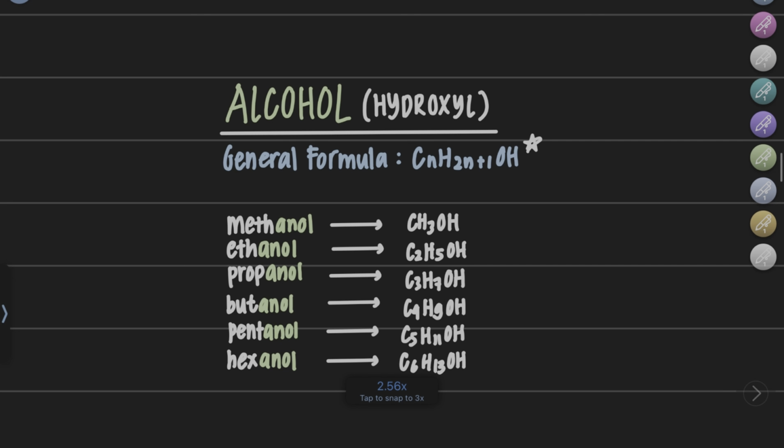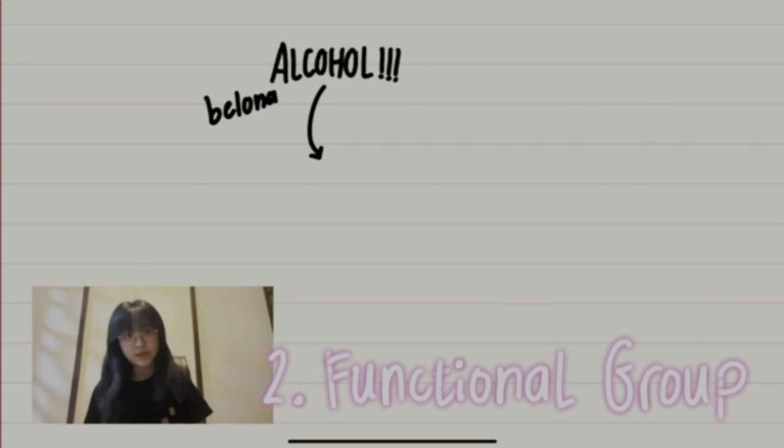Here are some examples of the types of alcohols: methanol, ethanol, propanol, butanol, pentanol, and hexanol. The prefixes of these alcohols correspond to the number of carbon and hydrogen atoms that correlate with the general formula of alcohols. I will tell you which functional group alcohol belongs in.